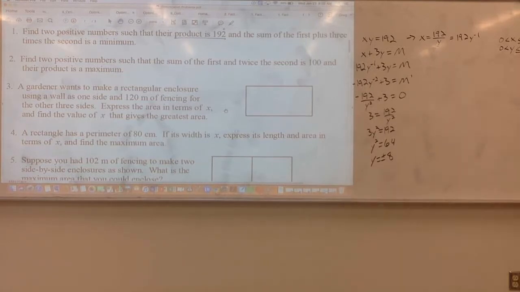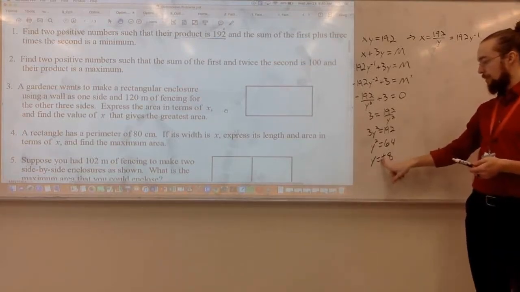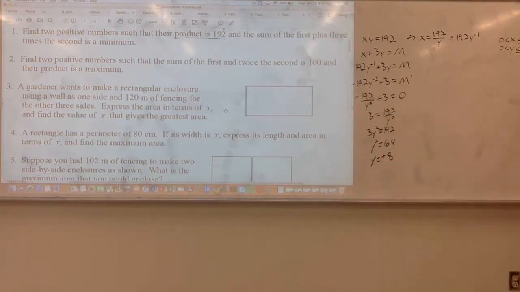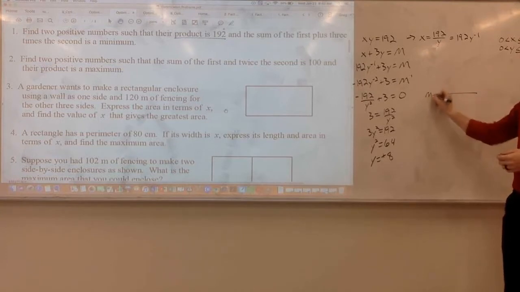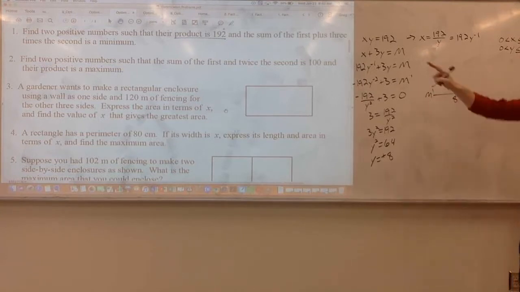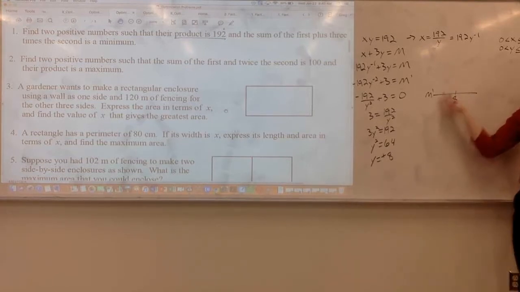Would both of those be a possibility? No, negative wouldn't be, right? Because we know both of these are positive numbers. So my only critical point that I get is positive 8. So let's put this on a sign chart then and see if this is a minimum, right? Because we want a minimum value, so we have to check to see if this is a minimum.